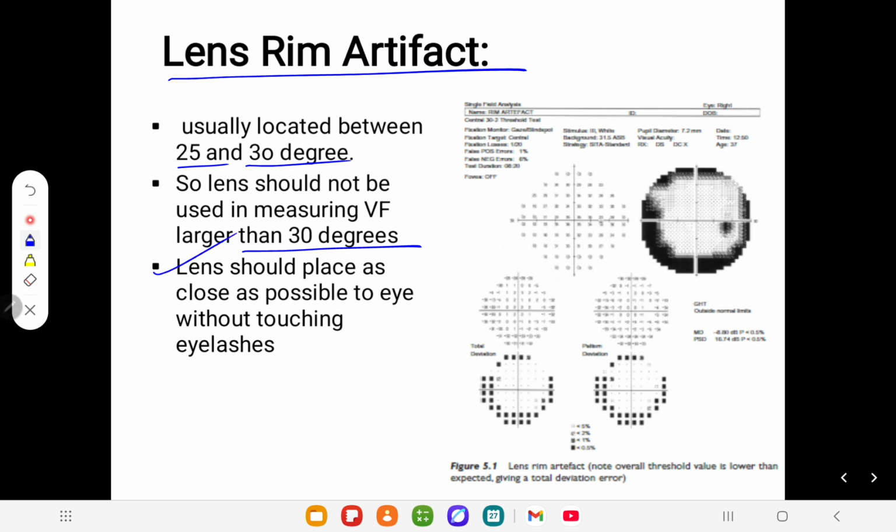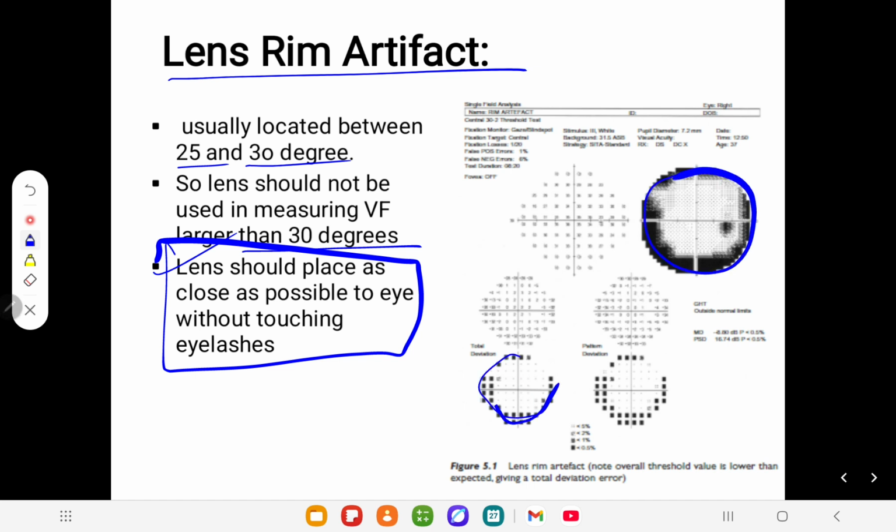And the lens should be placed as close as possible to the eye without touching the eyelashes, because if the lens touches the eyelashes, the patient can blink. If you place the lens close to the eye, then definitely the visual field increases, isn't it? Simple. So can you see in this picture this type of rim defect? And especially the rim thickening is on the lower side of the visual field.